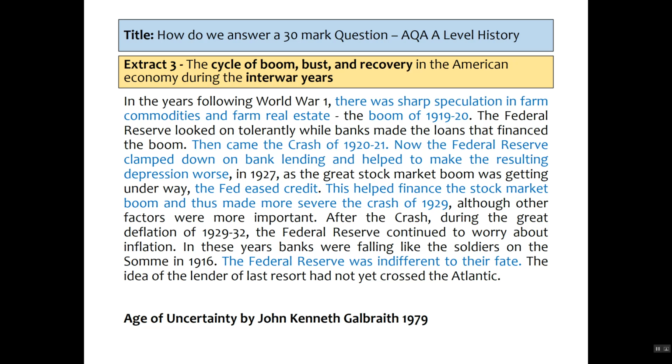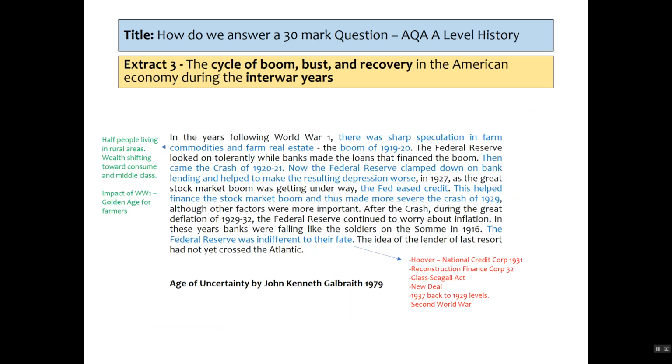They then made a decision in 1927 to loan money. He calls it easing credit, and this helps the stock market boom and then makes the crash of 1929 even more so. And in the last part, the Federal Reserve was indifferent to their fate, the number of banks that closed, and we'll be talking about how we use that in our answer. So these are just notes that I've been writing around. So annotated commodities and real estate.